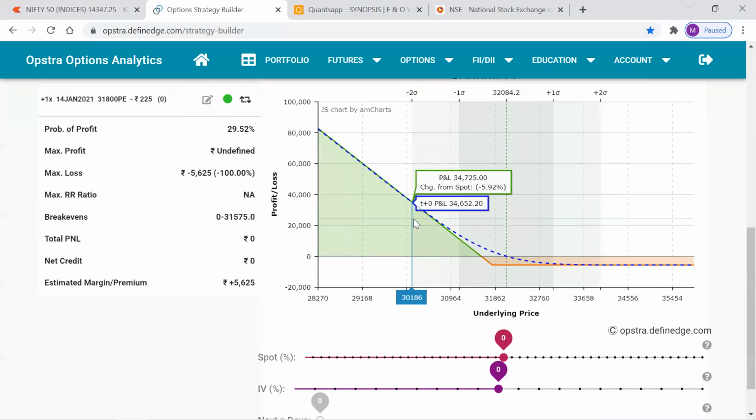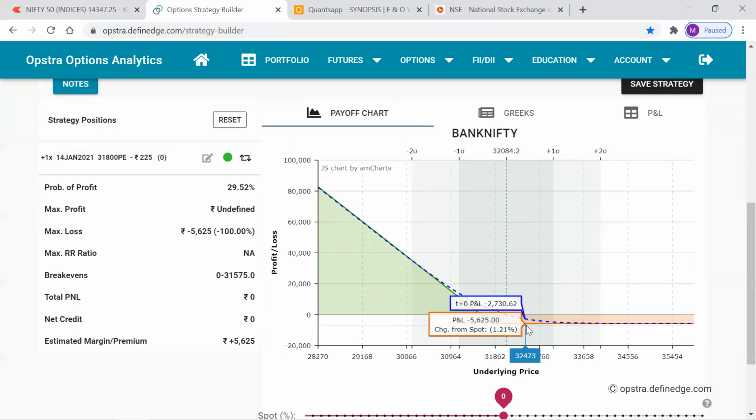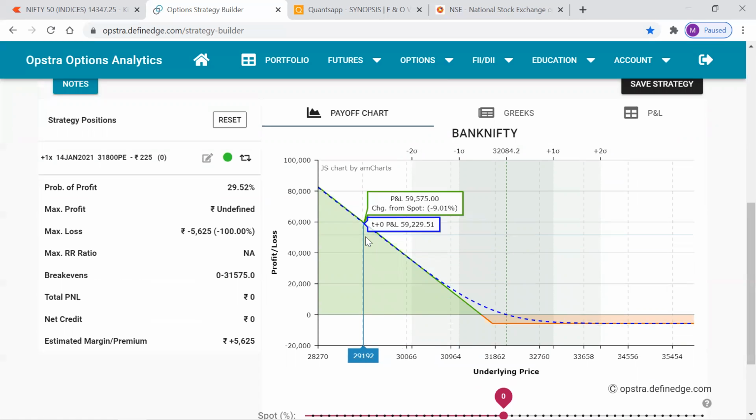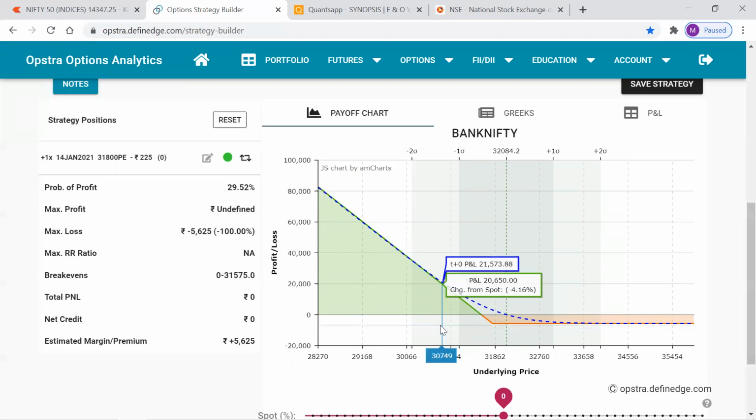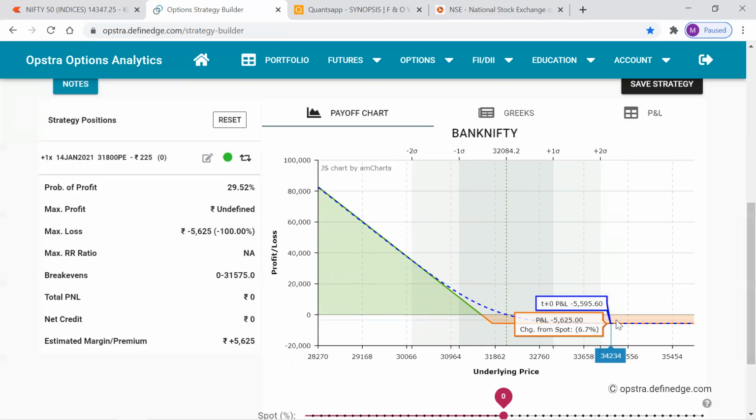So this is how the payoff chart looks. If my view goes wrong, I'm going to lose 5,625. If my view goes right, then look at my profits. If it is falling down to 29,371, look at my profits, that's 55,100. If it is falling down to 28,653, that's 73,000. If it is falling down to 30,737, then I'm going to get 20,950 rupees profit. Instead, if my view goes wrong and it is going up instead of falling down, then look at my loss. My loss is limited.